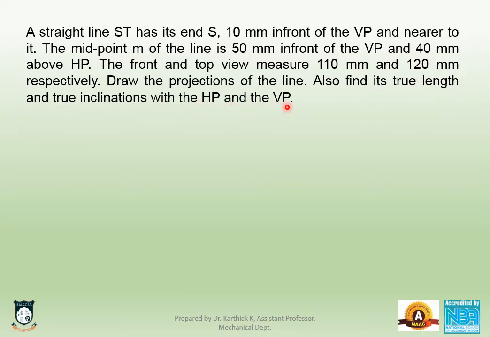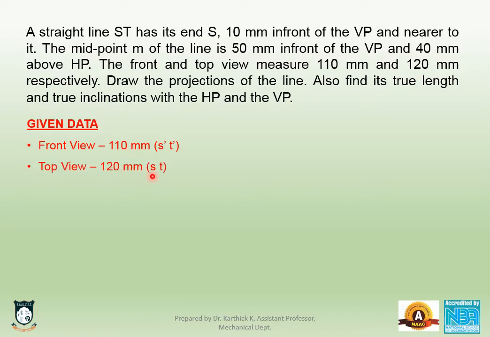This is the problem. Let me list out the given data for this. What are the given data? The front view is given, that is 110 millimeter. You know the front view is denoted by dashes, that is S dash and T dash. This length is given as 110 millimeter. What are the next data? Top view, that is ST, that is given as 120 millimeter.